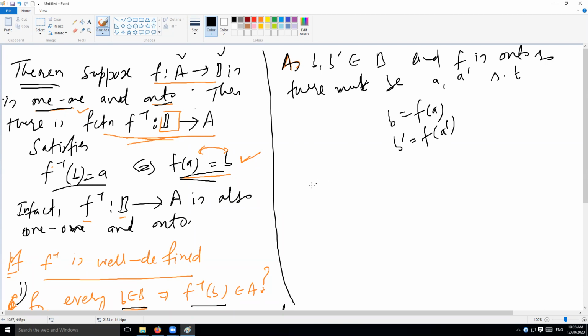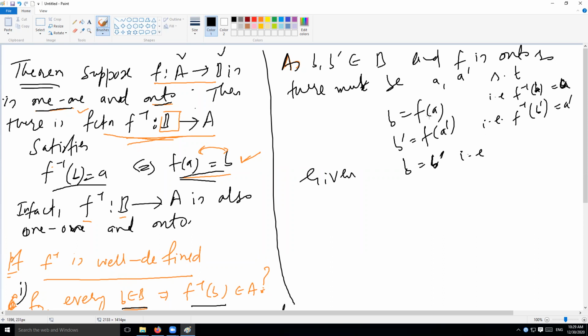Right? And what is given to me, the given is that B is equal to B prime. By the way, what else will follow from that B is equal to F of A? This means that F inverse of B is A, right? And what also follows from here is that F inverse of B prime is A prime.